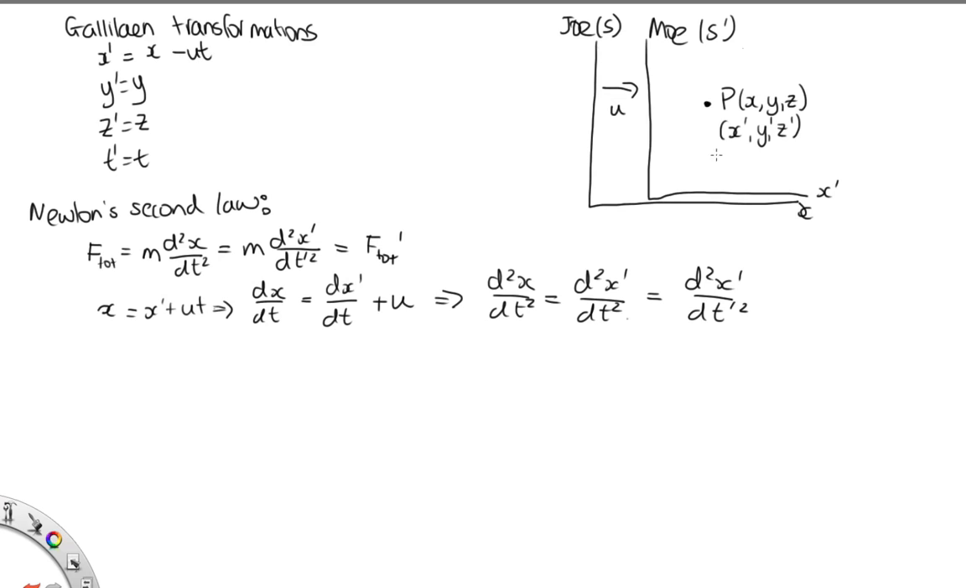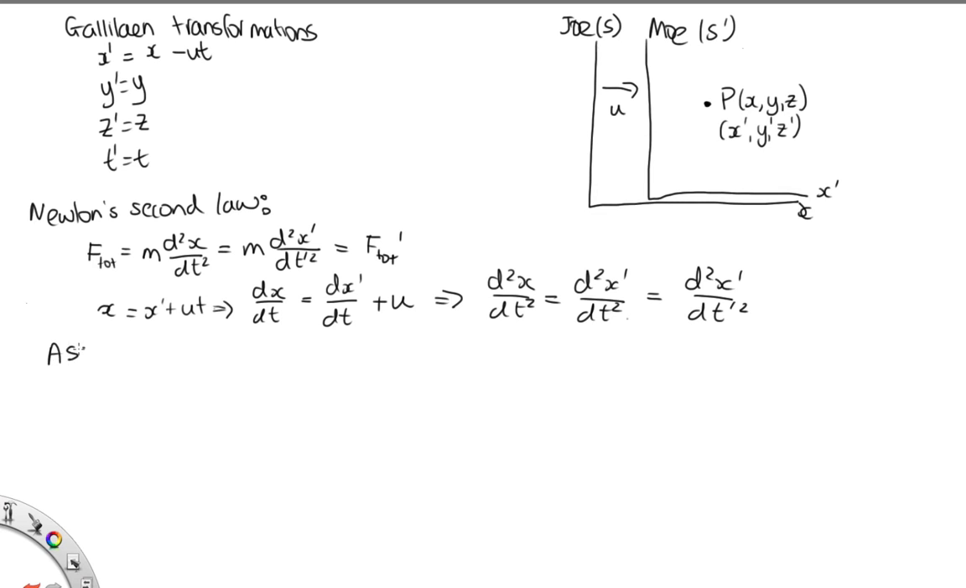However, at the beginning of the 20th century, some problems were starting to emerge with this picture, in particular with the speed of light. Maxwell had just come up with some equations, and Maxwell's equations actually predicted that the speed of light should be the same in all reference frames. Now, if we use the Galilean transformations, that's just not true.